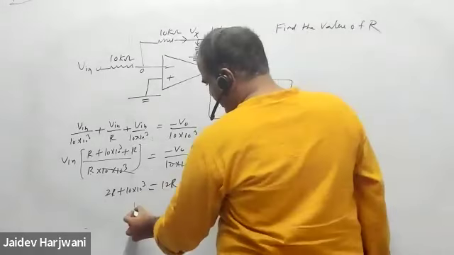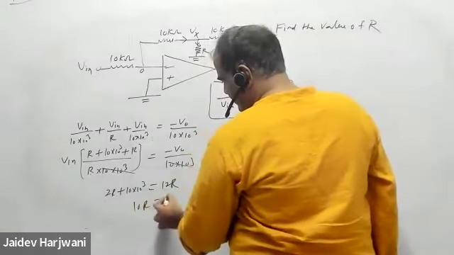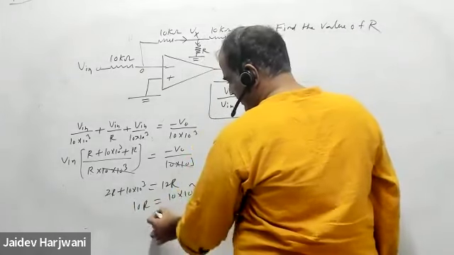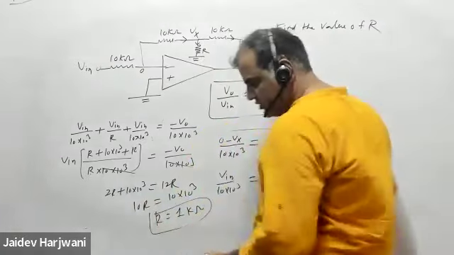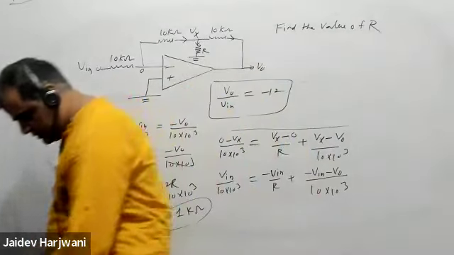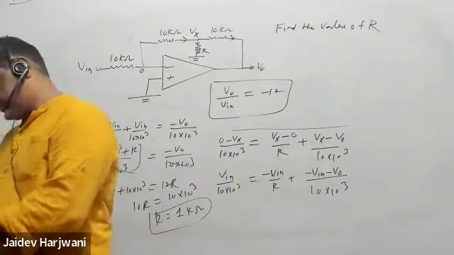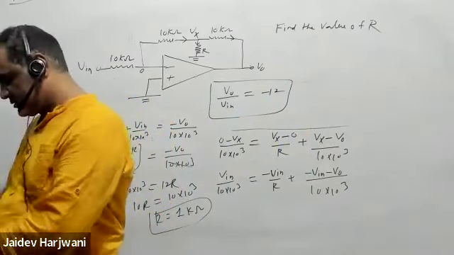So this becomes 10R is equal to 10 kilo ohm. So R will come 1 kilo ohm. Answer. Check it up, calculation. Let me check the answer. R is 1 kilo ohm. Yes.